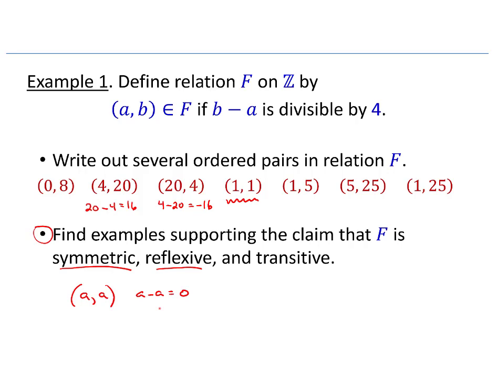So reflexive works also. And then what about transitive? I have these last three pairs that show the transitive property. 1 and 5 are related, 5 and 25 are related, and it also happens that 1 and 25 are related as well. So there's evidence. It's not a proof, but there's supporting evidence that this relation F is symmetric, reflexive, and transitive. It looks like, and in fact it is the case, that F is an equivalence relation.